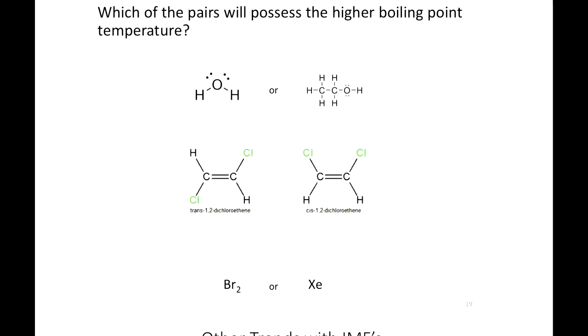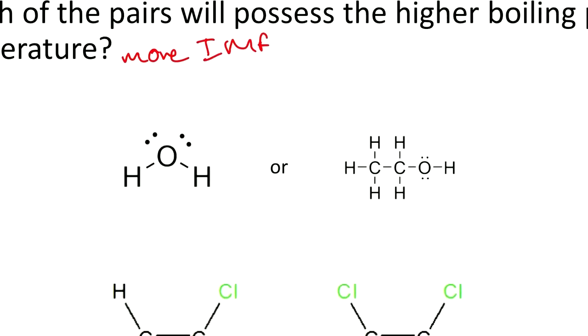So which of these pairs possess the higher boiling point temperature? So what are we looking for? The sample with more IMFs. Yes, we're looking for the sample with more IMFs. So which one possesses the higher boiling point temperature? Water or ethanol? What do you think?